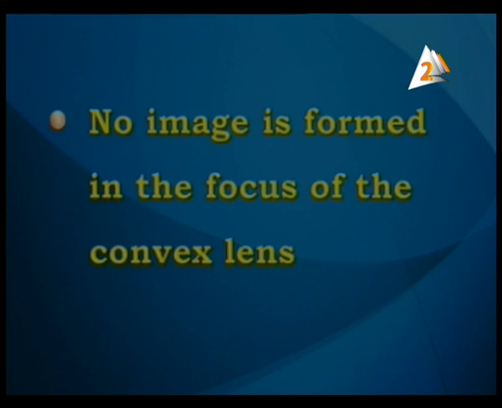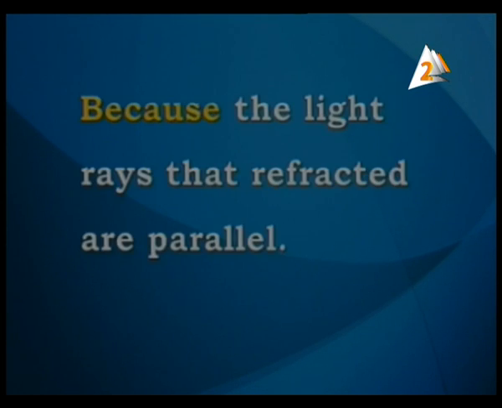The other question: no image is formed at the focus of the convex lens. My question, why is there no image at the focus in this case? Do you have an answer? Yes, we have an important answer. Because the refracted light rays are parallel to each other, so no image is formed. No image means there is no intersection between the refracted rays, because both of them are parallel.